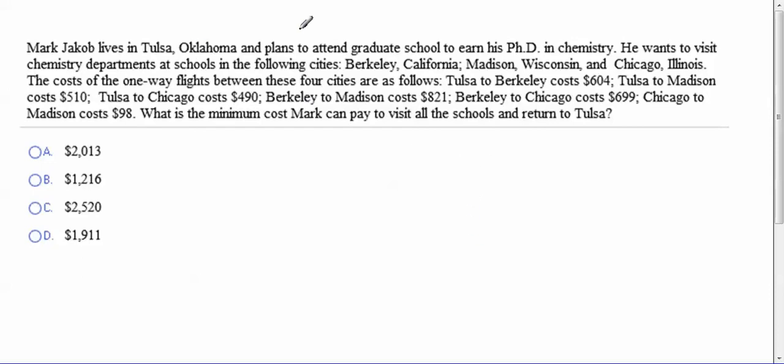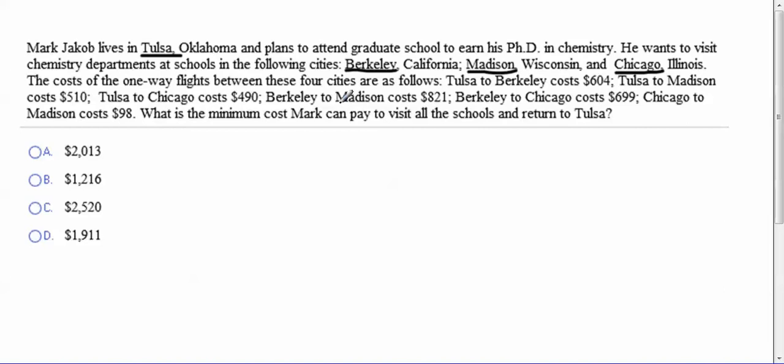And you notice we have Mark Jacob. He lives in Tulsa, so that's one city, Tulsa, and he's going to attend graduate school for a PhD in chemistry. And he wants to visit the chemistry departments at Berkeley, which is in California, Madison, which is in Wisconsin, and Chicago. So we have 4 cities, 1 which he lives in and 3 that he is visiting. So we're going to have 4 vertices on the graph: Tulsa, Berkeley, Madison, Chicago.